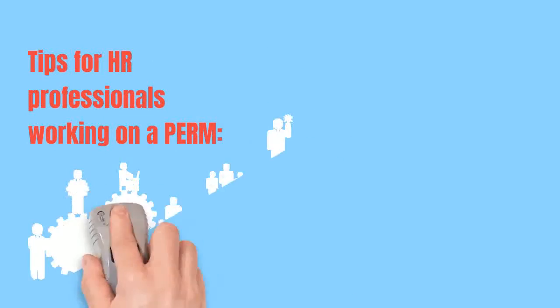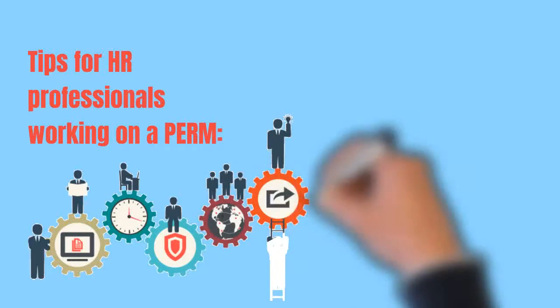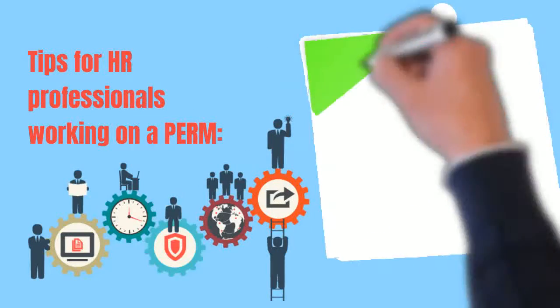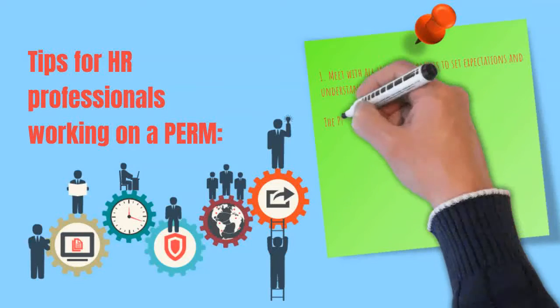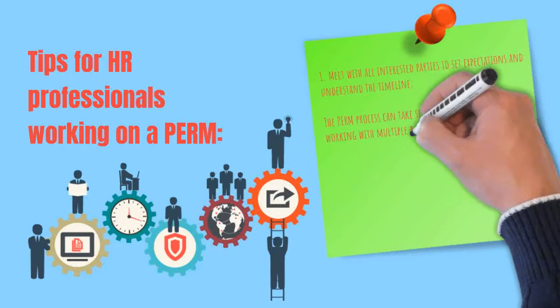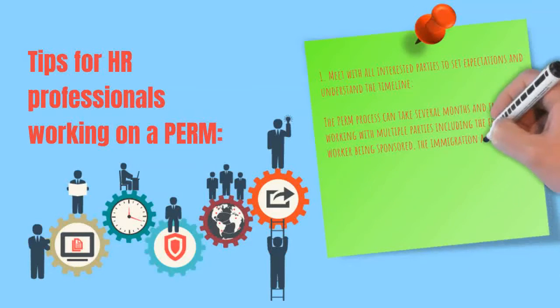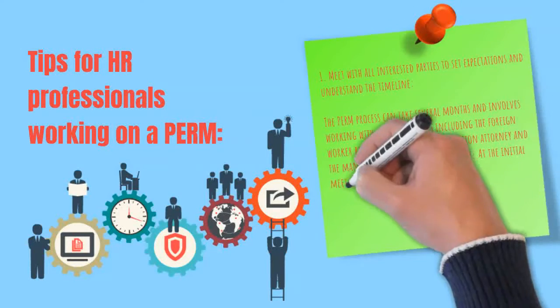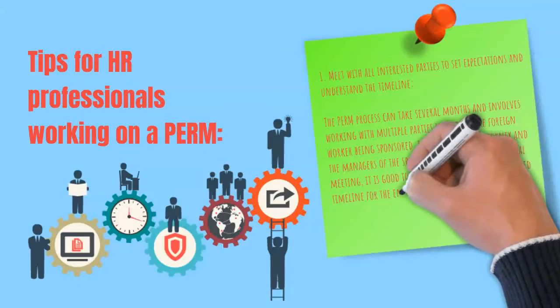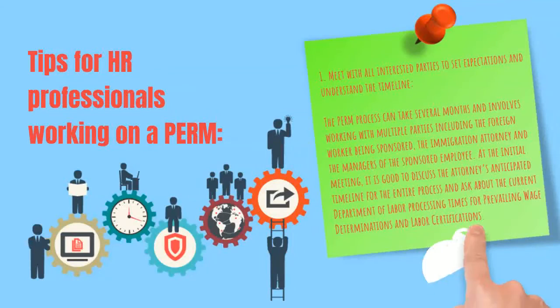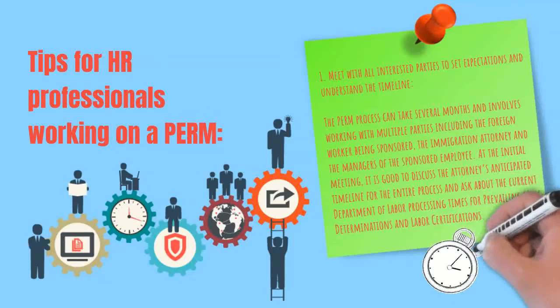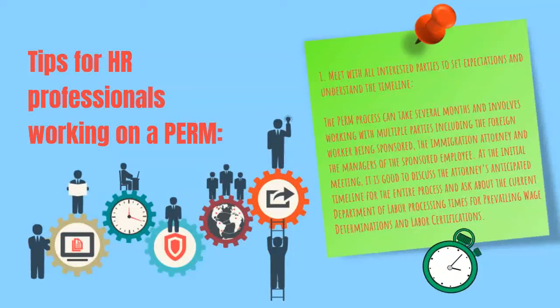Here are some tips for HR professionals working on a PERM. 1. Meet with all interested parties to set expectations and understand the timeline. The PERM process can take several months and involves working with multiple parties, including the foreign worker being sponsored, the immigration attorney, and the managers of the sponsored employee. At the initial meeting, it is good to discuss the attorney's anticipated timeline for the entire process and ask about the current Department of Labor processing times for prevailing wage determinations and labor certifications.